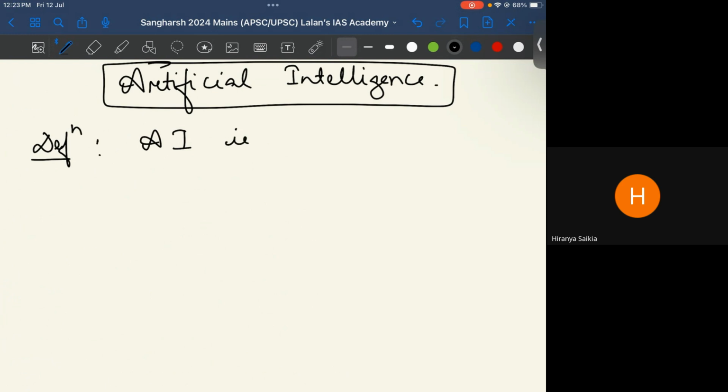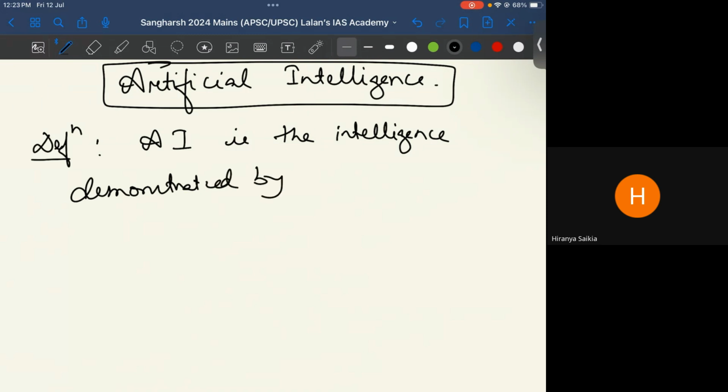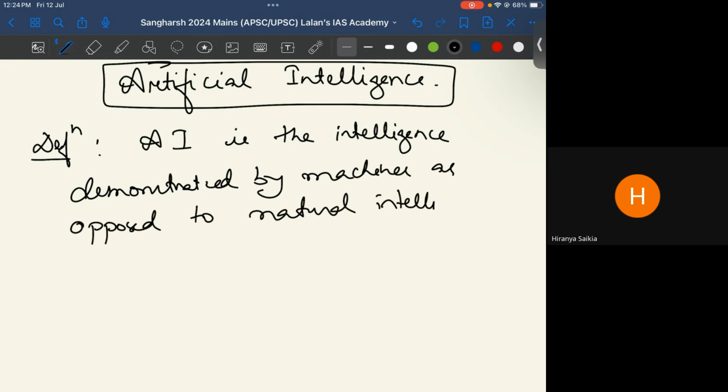AI can be defined as the intelligence demonstrated by machines, as opposed to natural intelligence displayed by animals, including human.